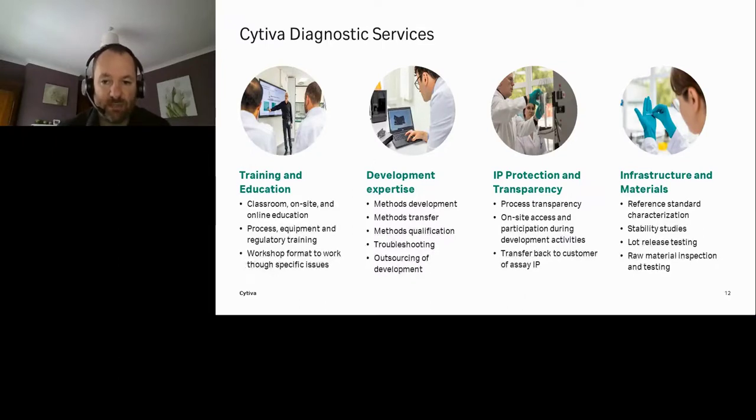The other two parts we bring are IP protection and transparency. So, we're happy to share everything we're doing. It's a discussion, it's a collaboration, and we can talk through step by step what's next in the process, in agreement on how we proceed for each part of the process. If you're able to access the site, we can give full access to see what we do and work together doing development. Or if it's virtual, we can provide all the protocols electronically and have regular video calls.